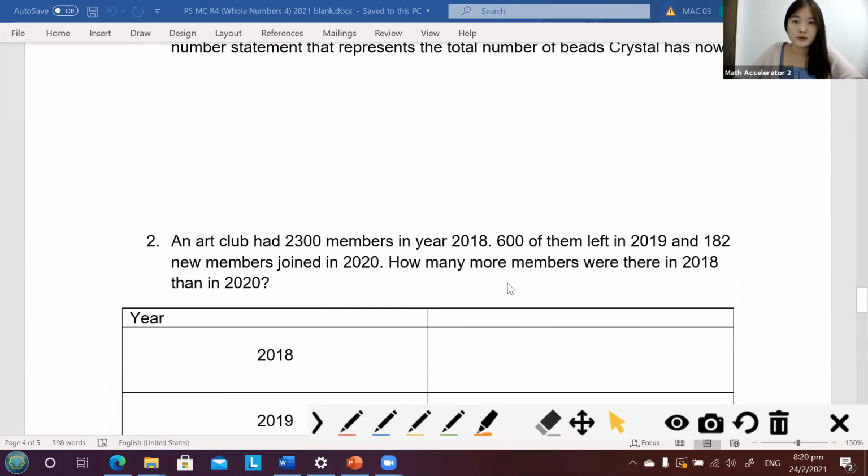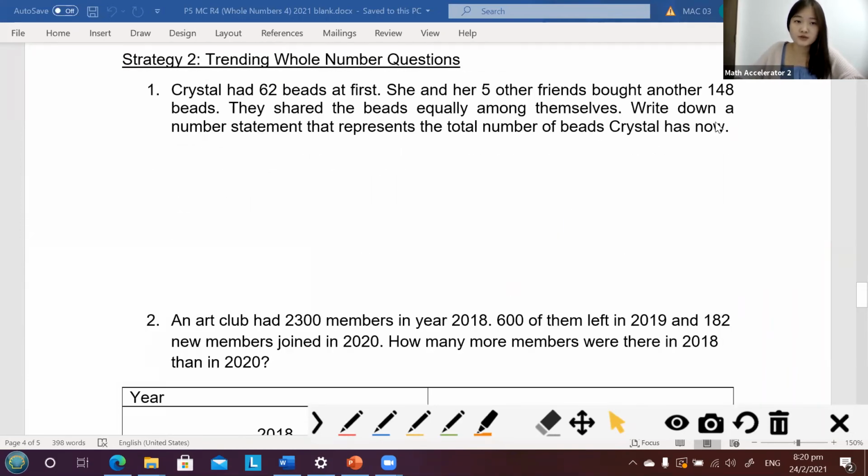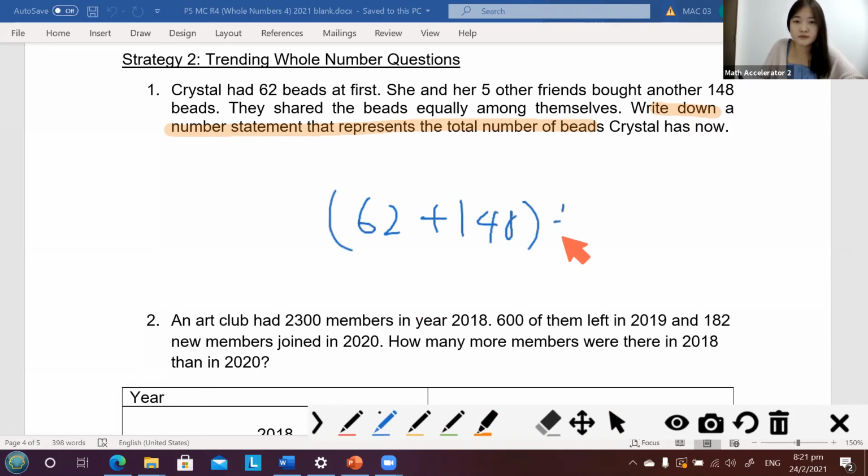Question 1, no need to put the answer because they're just asking you to write down a number statement to represent the total. You can also put the final answer, okay, but most importantly, you must put this in. Then you get the mark already.